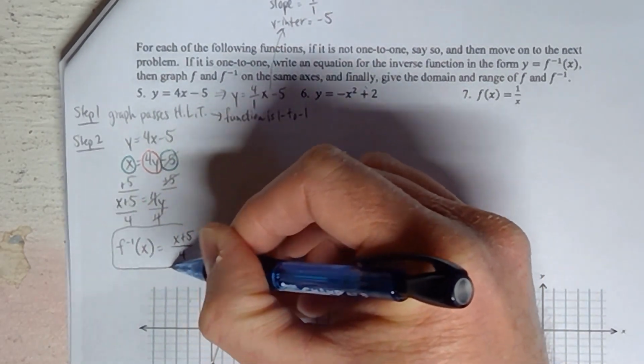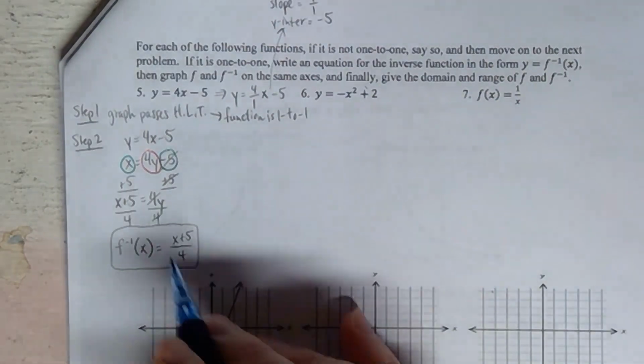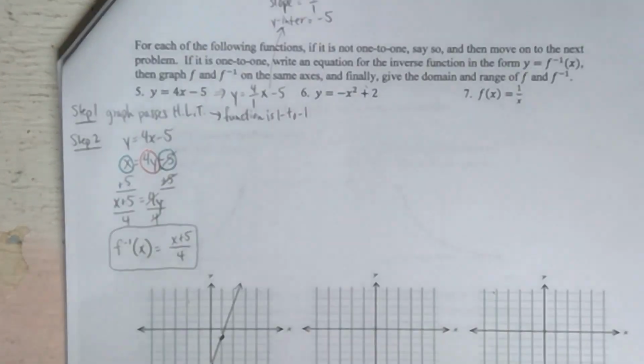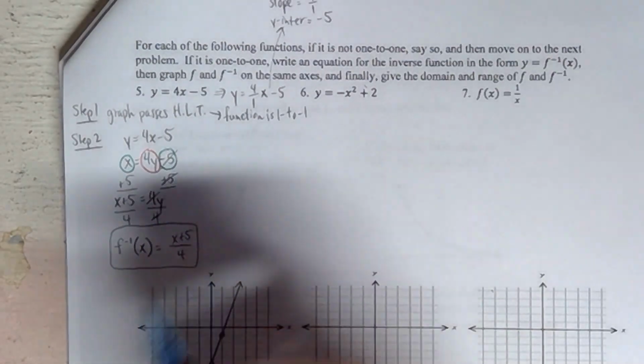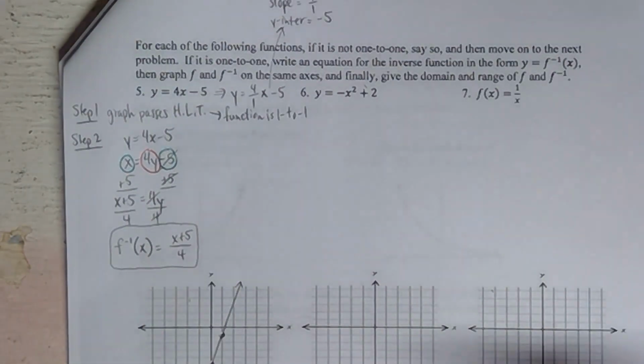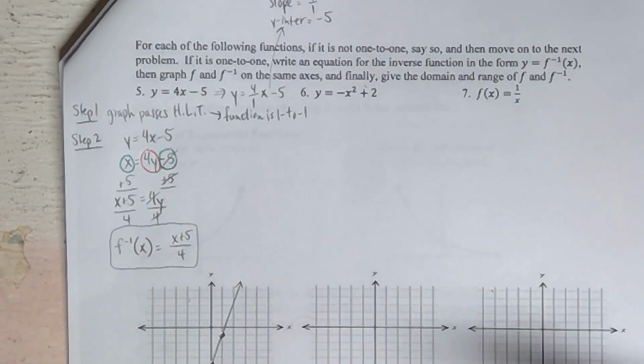Now, once you establish what your inverse function is, the formula that is, x plus 5 over 4, what you do is you have one of two choices here.